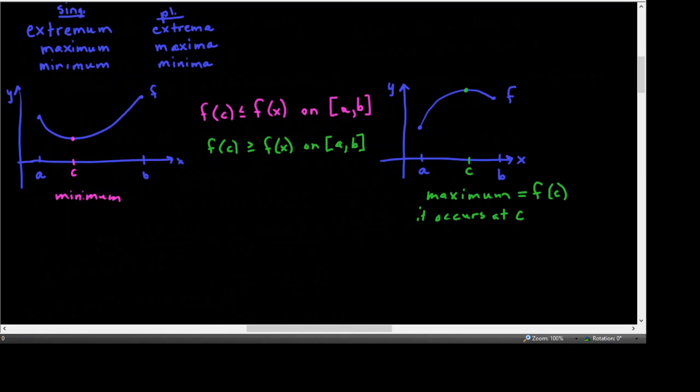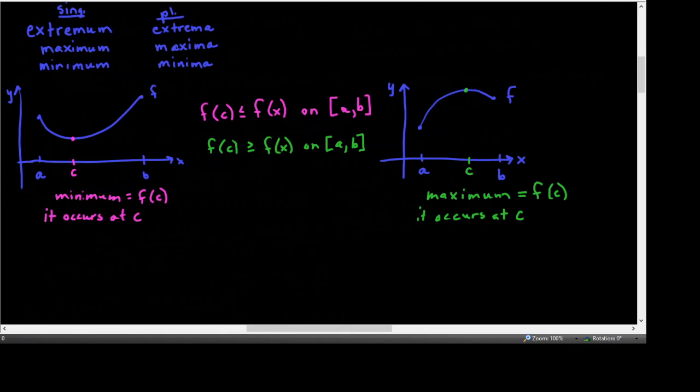And the same thing is true over here with minimum. If I ask you for the minimum, I'm looking for the y value. If I ask you where does it occur, or what's the x value that creates the minimum or maximum, then the answer would be the x value of, in this case, c.